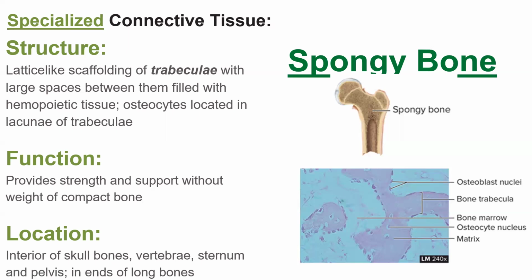They're also found on the ends of our long bones. We just said the compact bone is in the diaphysis, which is the shaft. For spongy bone, we have them in the epiphysis, which are the ends, the epiphyses, if I'm saying it plural.